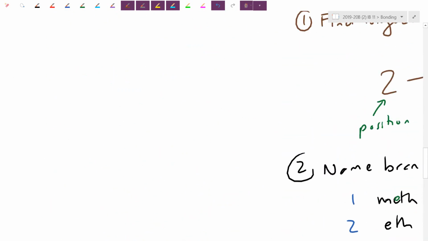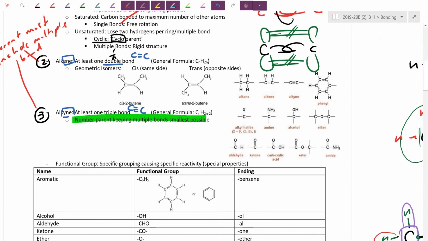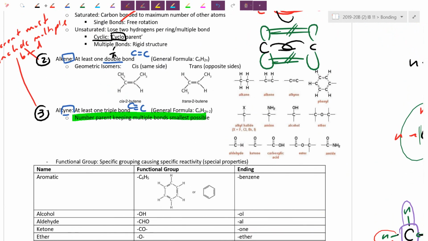As we get into this organic a little bit more next year, we're going to find alkenes actually have another type of isomer. Unlike structural isomers, which differ in bonding, we can have what are called geometric isomers.